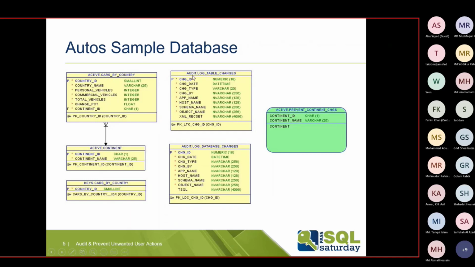We're going to create a table for login database changes, table changes, and see how that works. We're also going to have a key table, a foreign key, and we'll talk about how foreign keys can prevent certain actions. And last but not least, we have another table here, which is active prevent continent changes. I don't remember why that is, but we'll probably figure that out once we get into the demo.